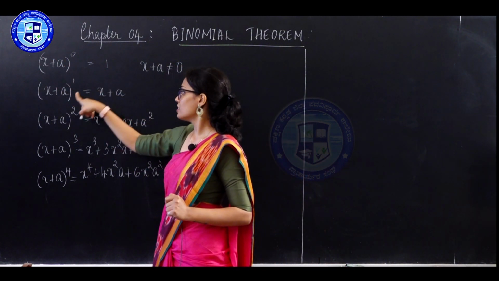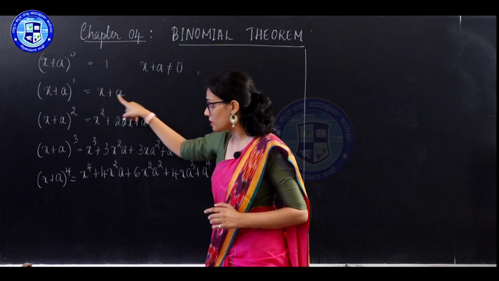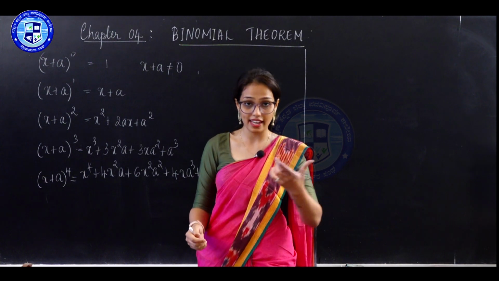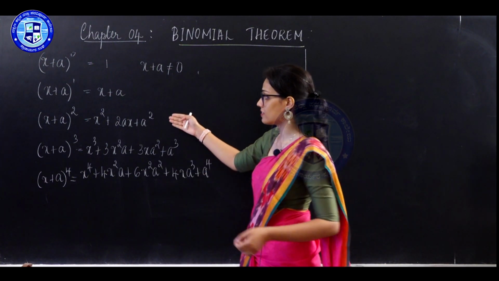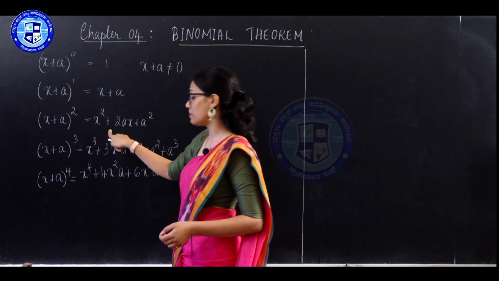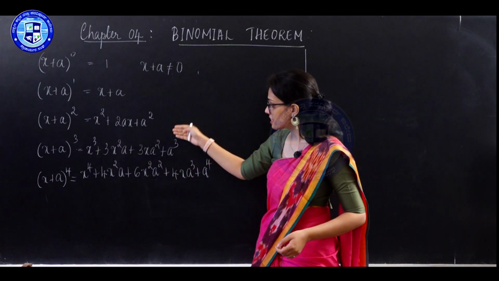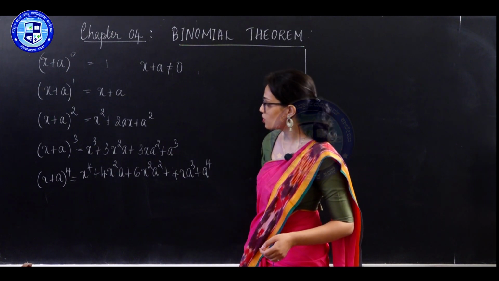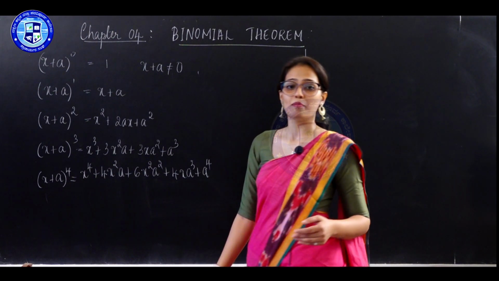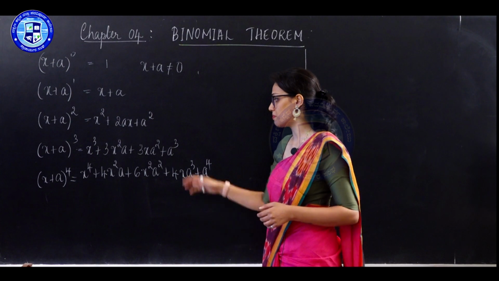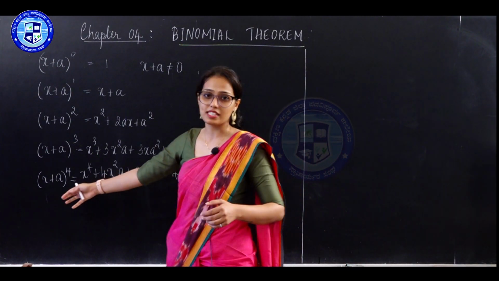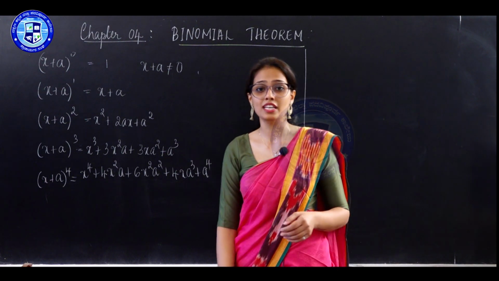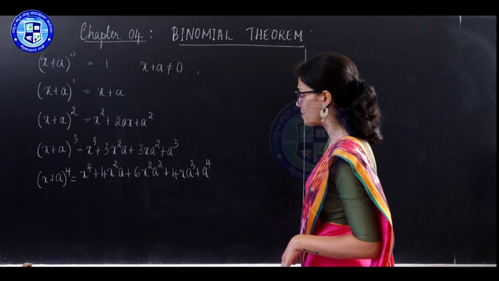x plus a to the power 1 is x plus a itself, x plus a to the power 2 is x plus a into x plus a, that gives rise to this identity x square plus 2ax plus a square. We have x plus a the whole cube is equal to x cube plus 3x square a plus 3x a square plus a cube, and x plus a to the power 4 like this. Now, using these expansions, let us make a few observations.